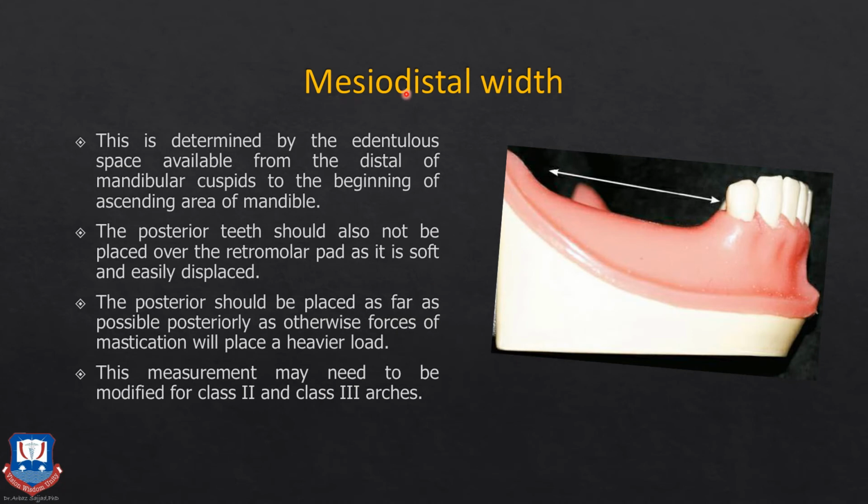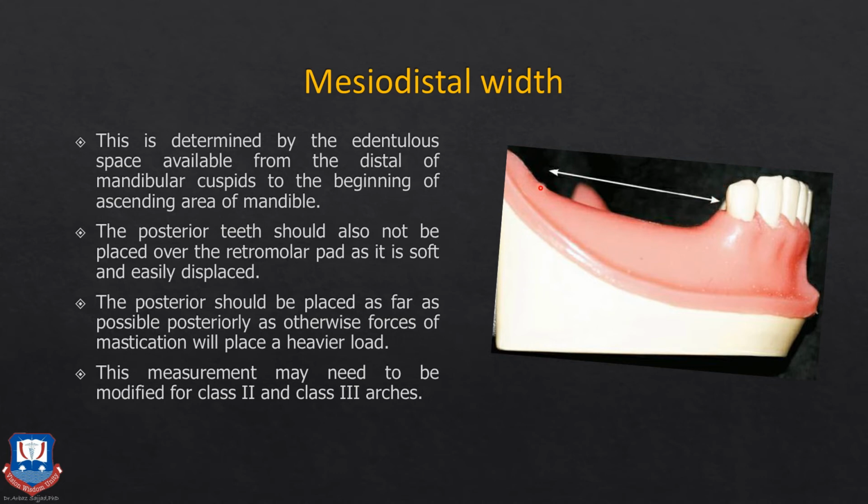The next factor is the mesiodistal width, that is the width from the cuspid eminence to the slope just anterior to the retromolar pad. This mesiodistal width will determine the size of the tooth mold that is selected for the posterior teeth, that is the bicuspids, the first and second premolar, then the first molar and the second molar. The second molar cannot come on the ascending path or cover the retromolar pad because this will result in instability and dislodgement of the denture.